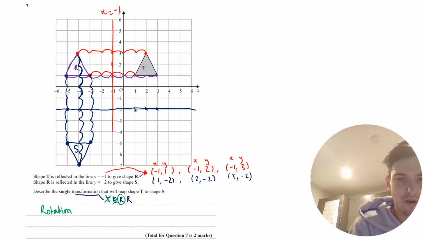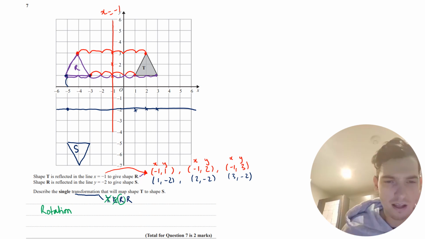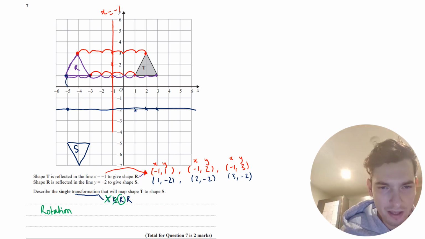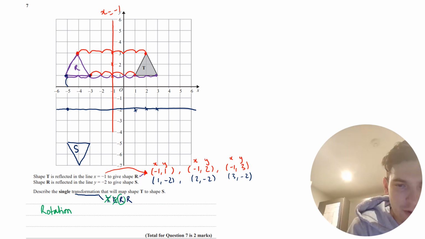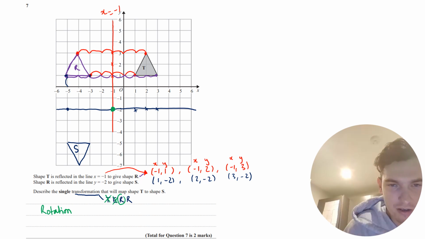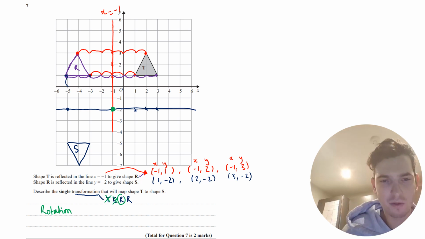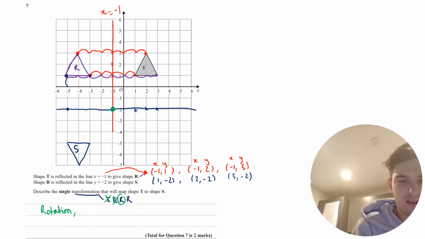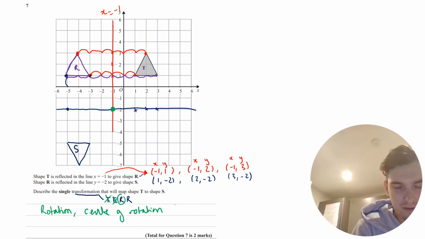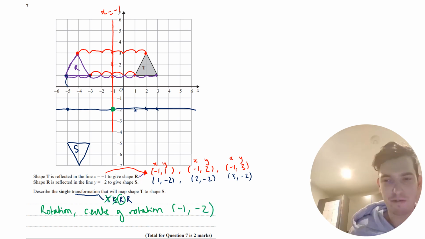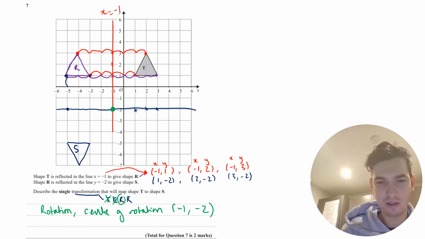If you didn't have tracing paper, then it would be a little bit tricky. Let's get rid of these lines here. I actually think that if you did have tracing paper, your center of rotation would be that point there, -1, -2. And we will practice these rotations before the exam. They always come up. So center of rotation, -1, -2.